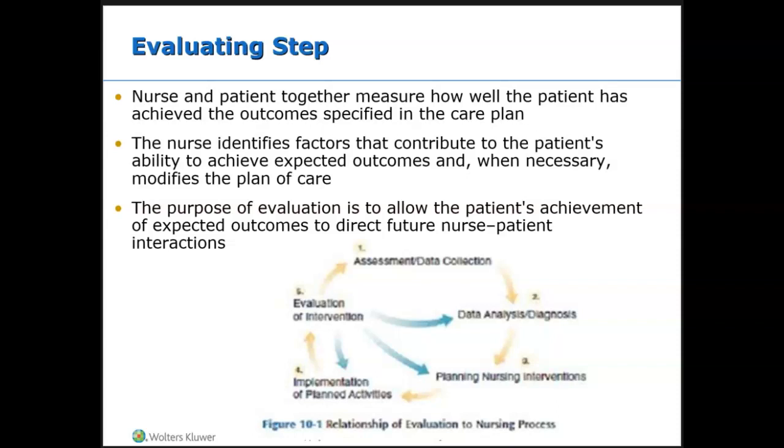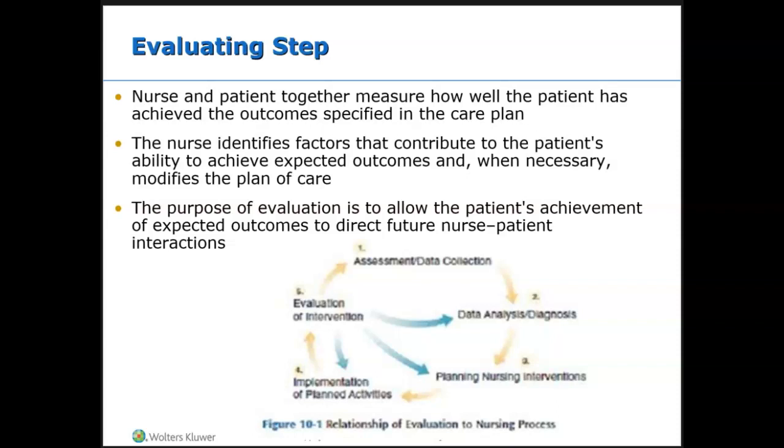So nurse and patients together measure how well the patient has achieved the outcomes that have been specified in the plan of care. The nurse identifies factors that contributed to the patient's ability to achieve the expected outcomes, and when necessary, also determines when they didn't achieve it, and then will modify the plan of care based on the feedback received.